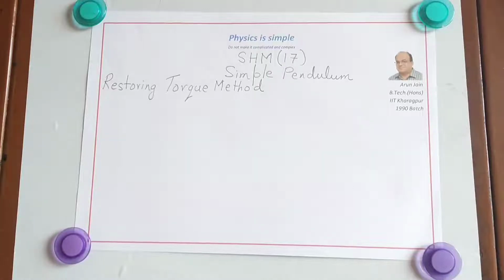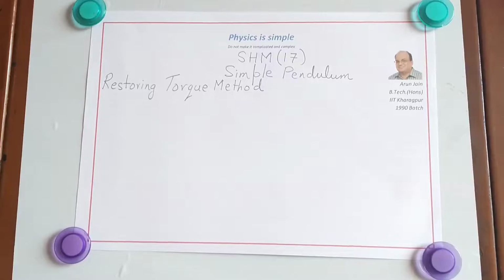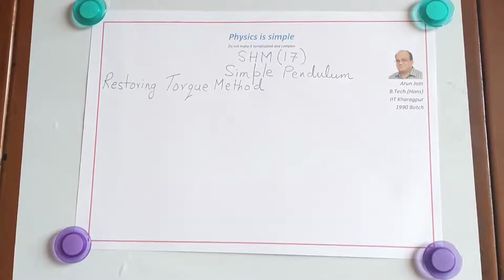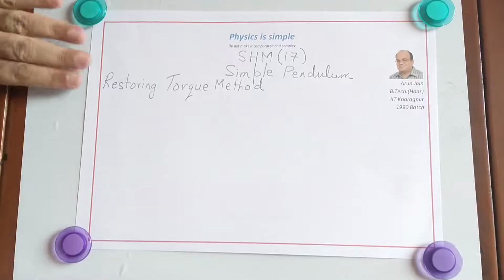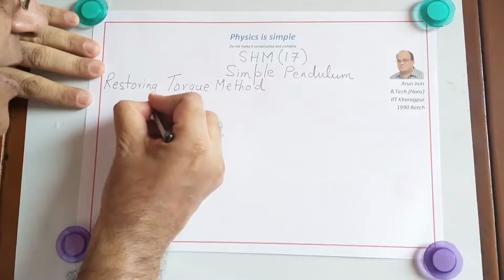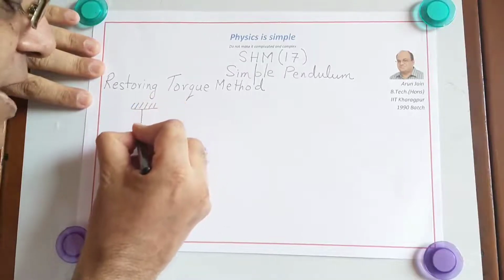We must remember that physics is very simple. In this lesson, we are going to find the time period of a simple pendulum using the restoring torque method. Physics is so simple that you have things like simple pendulum, you have chapters like simple harmonic motion. So now this is a simple pendulum and we want to find its time period using the restoring torque method.